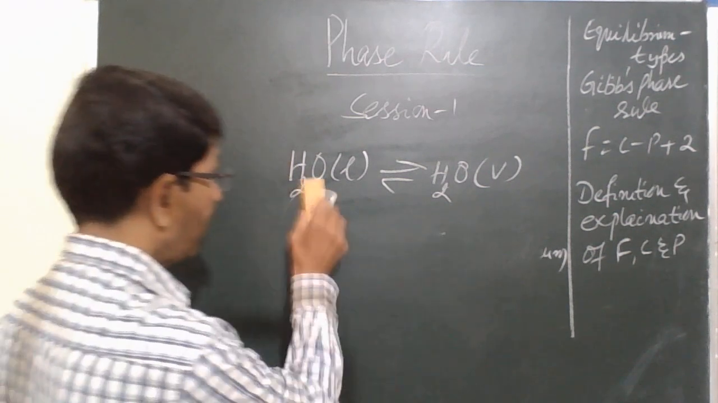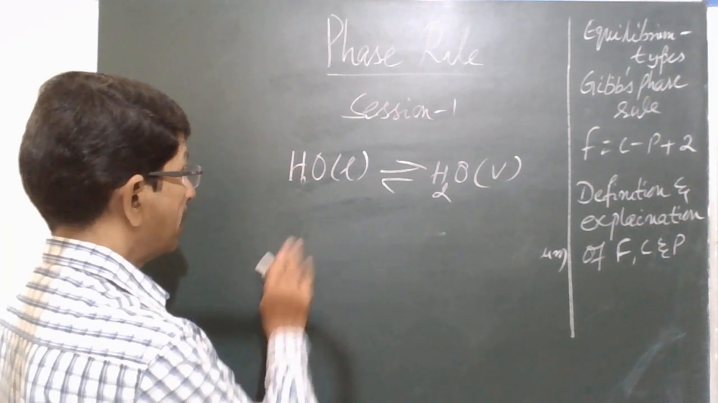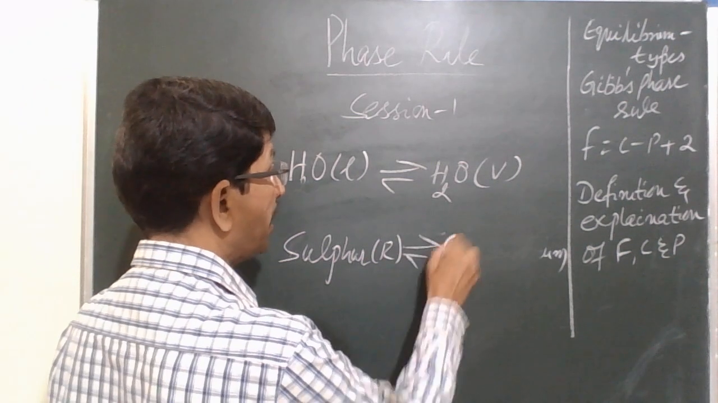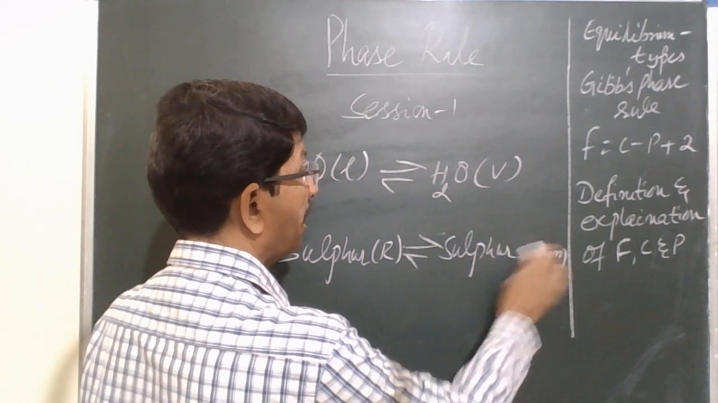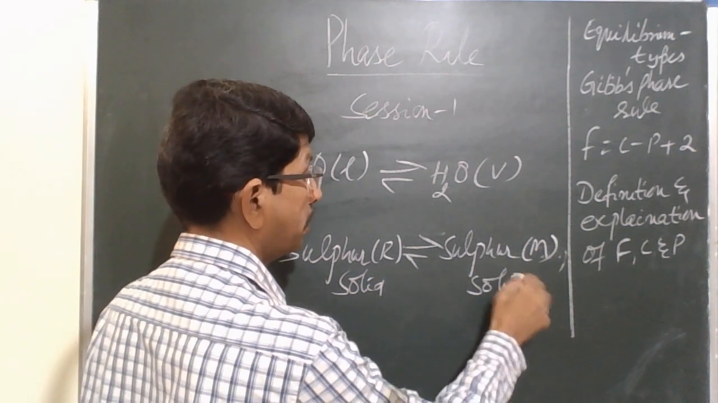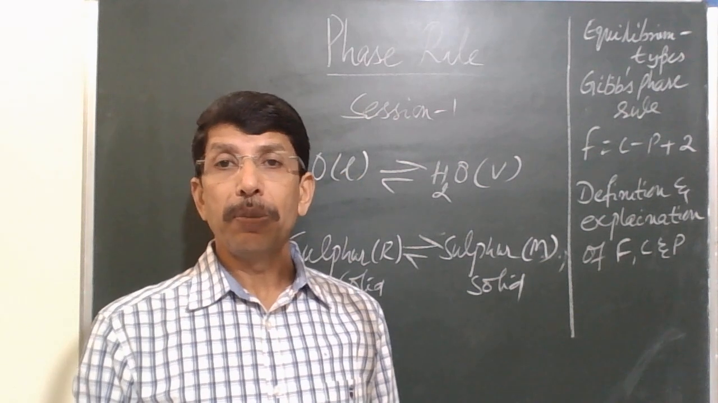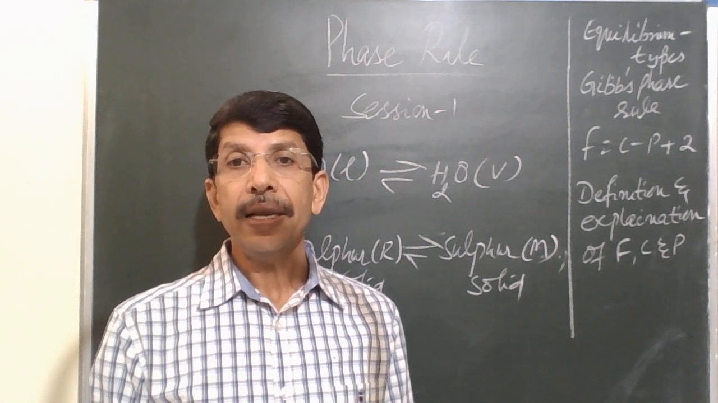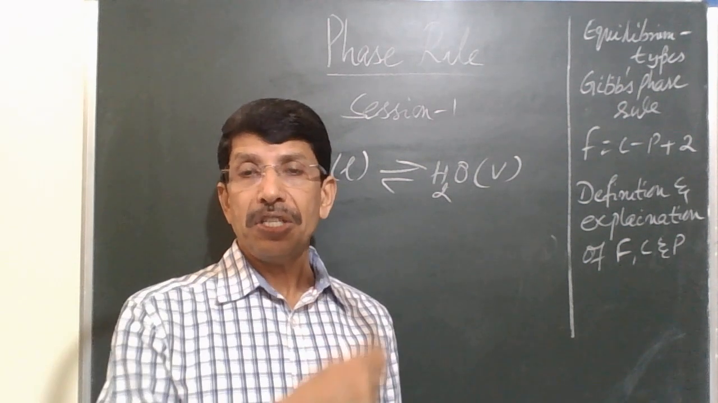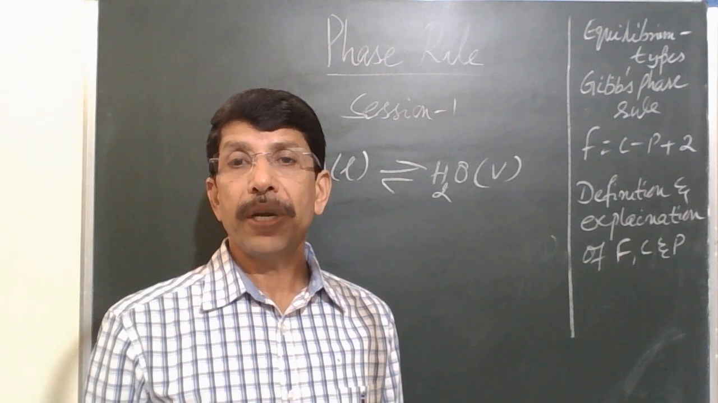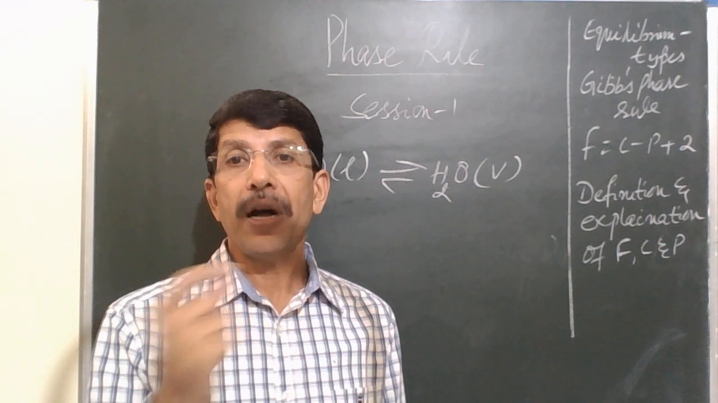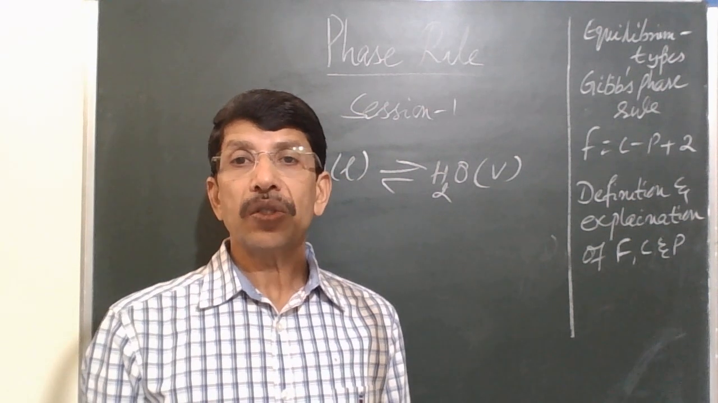For example, if you consider sulfur, allotrope forms of sulfur, rhombic sulfur in equilibrium with monoclinic sulfur. This is a solid and this is also solid. So this type of equilibrium is called a homogeneous equilibrium, right? Because the physical state of the species existing at the equilibrium is the same. So when the physical state of the species in equilibrium are the same, then it's called a homogeneous equilibrium.